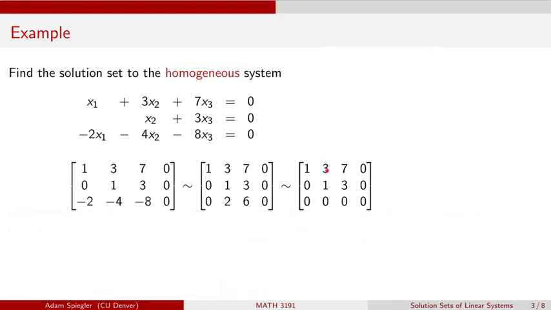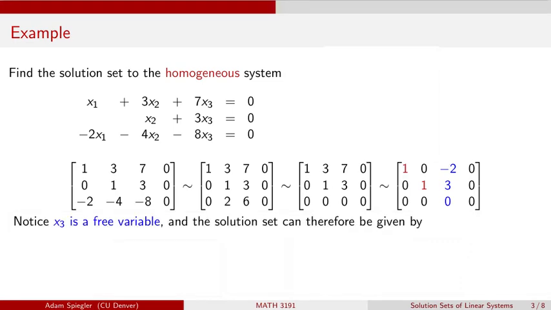In other words, we want to make sure that the entries above each pivot are also 0. So I can multiply row 2 by minus 3, add it to row 1 to get a replacement for row 1, and now row 1 would become 1, 0, minus 2, and 0. So we have a pivot in column 1. x1 is a basic variable. We have a pivot in column 2. x2 is a basic variable, but column 3 has no pivot. So from this, we can see that x3 is a free variable. And again, we're going to have an infinite number of solutions.